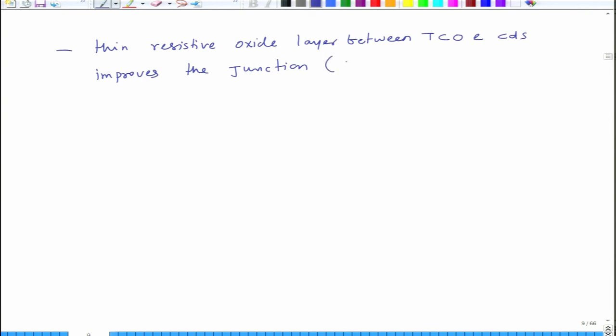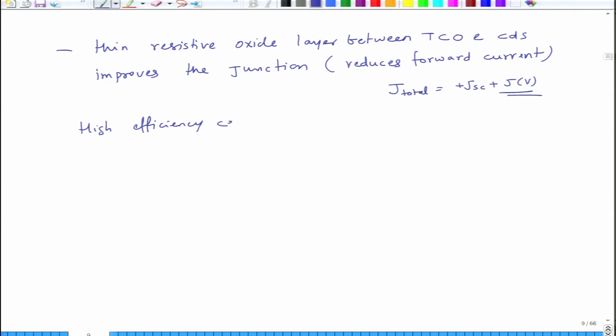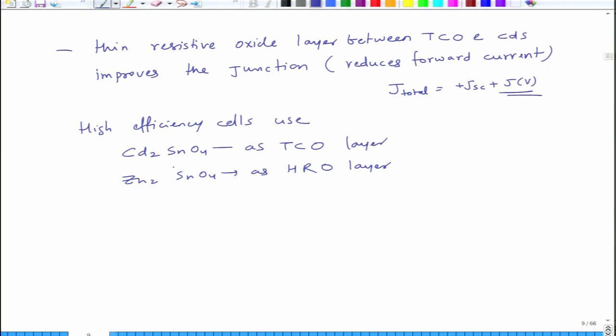Basically, it reduces the forward current, okay, because you know your J total is minus JSC plus JV. So it keeps the JV under check, keeps the JV a little lower. And generally some of the high efficiency cells, for example, use cadmium tin oxide as TCO instead of indium tin oxide, and Zn2SnO4 as the high resistance oxide layer, because they are nearly similar structures, so the interface is very good and recombination losses are smaller. So these are certain process improvements one can do in CdTe solar cells.